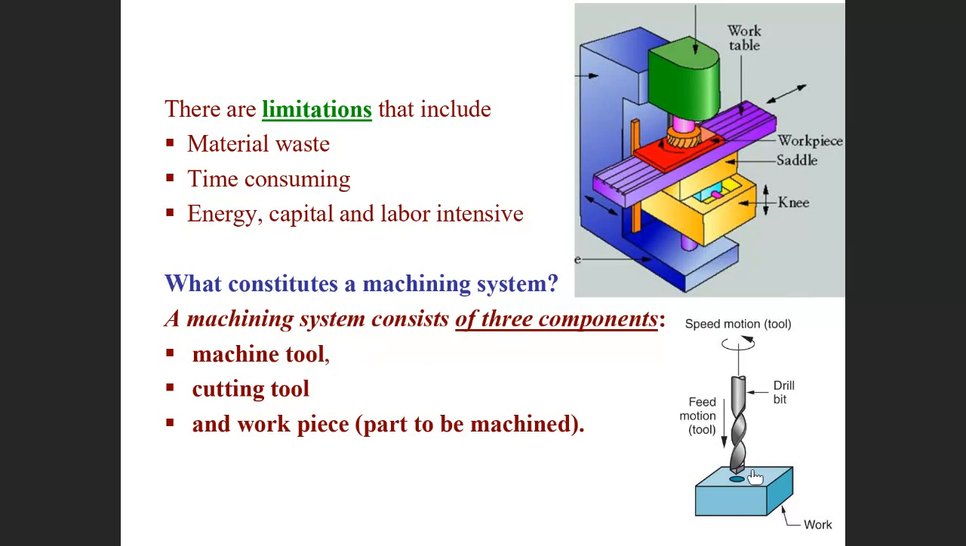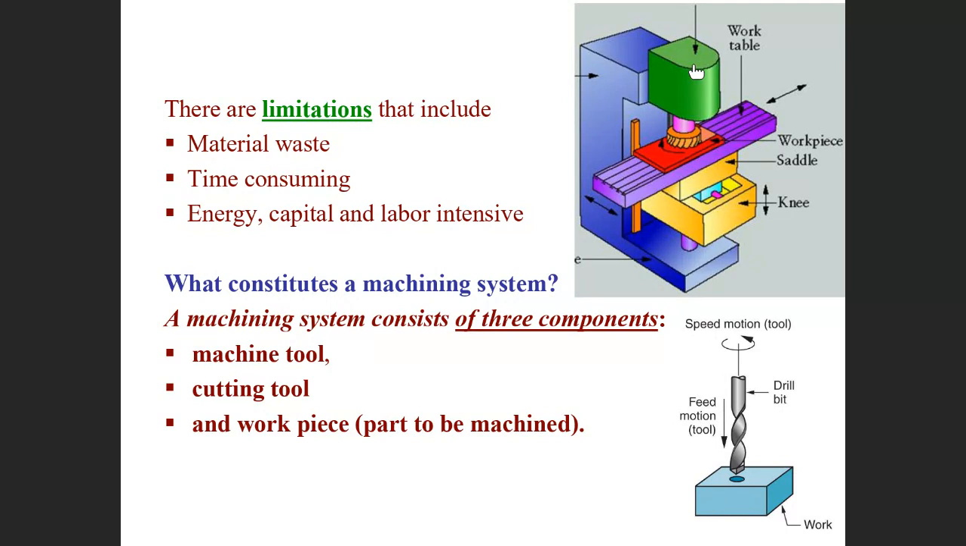Okay, machining constitutes three components. Generally, machining consists of a tool, a workpiece, and a machine. This is a tool, this is a workpiece, and this is the machine.